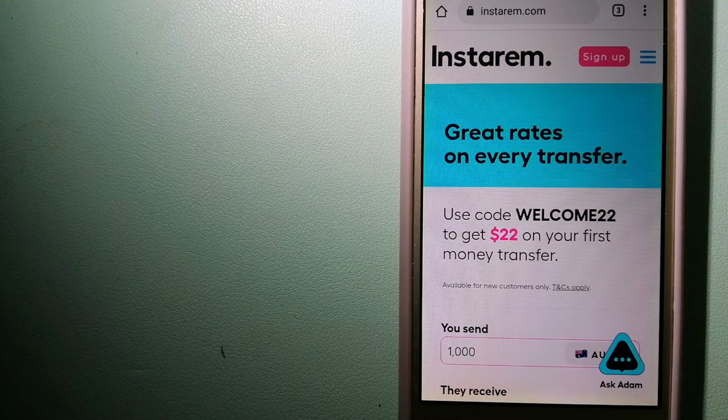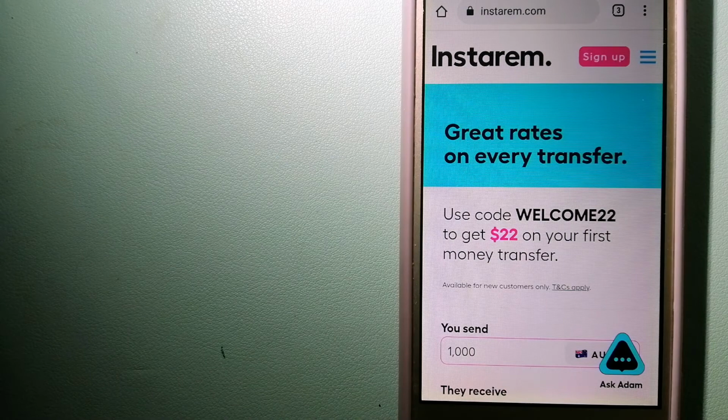It is committed to making the process of transferring money to your family and friends overseas simple, quick, and cost-effective.